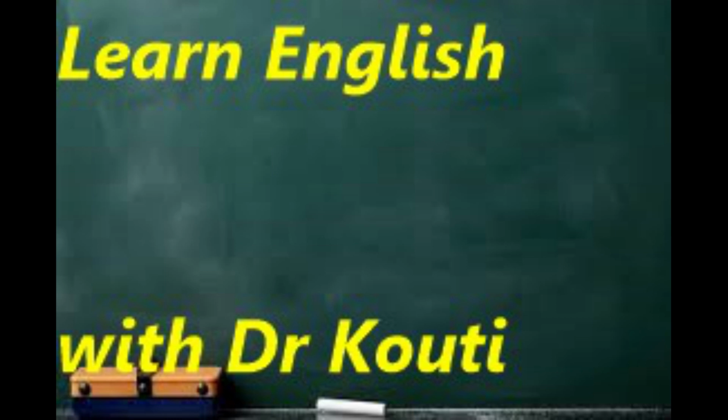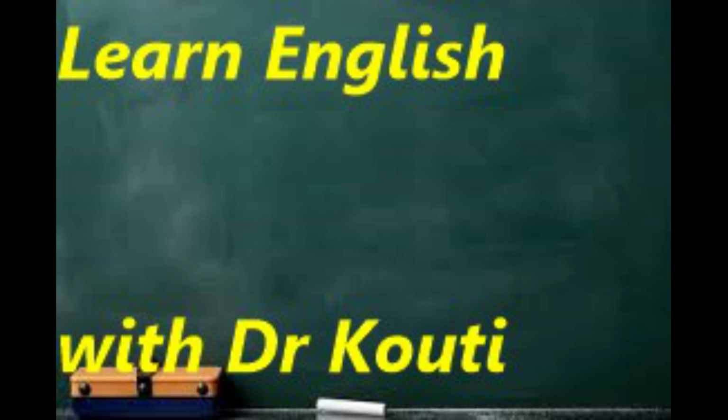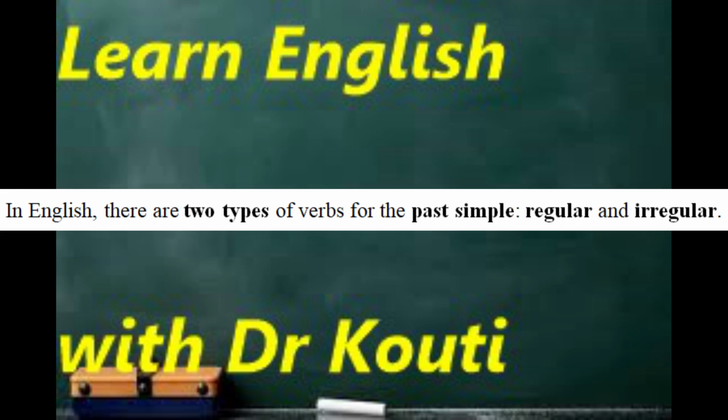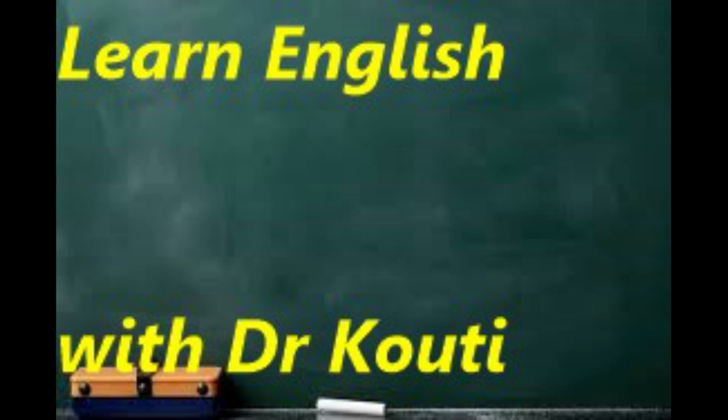Good. The verbs in this short biography or short paragraph are was, led, and lived. And they are all past simple. So the focus today is on the past simple. In English, there are two types of verbs for the past simple: regular and irregular. Most verbs are regular. The others are irregular. Let's begin with regular verbs.